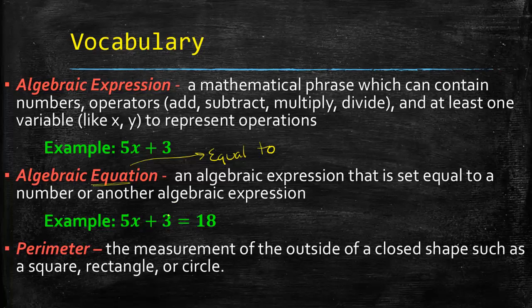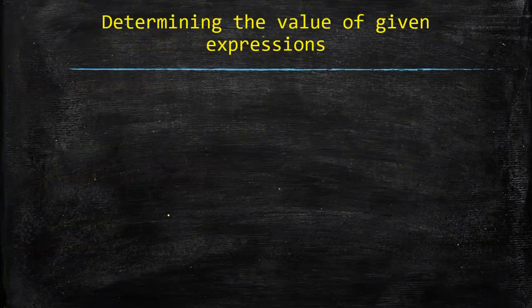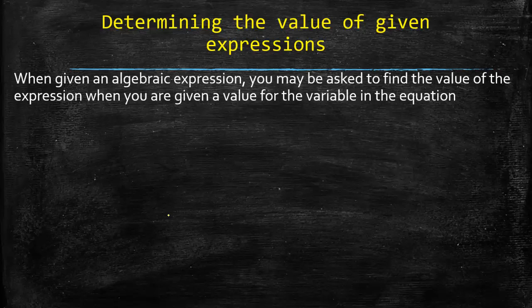And then finally, perimeter. Perimeter is a measurement of the outside of a closed shape, such as a square, rectangle, or circle, or triangle, any closed shape, basically. All right, so to determine the value of a given expression, you might be asked to find the value of an expression where you're given a value for the variable in the equation. Now, what does that mean? So let's take a look at an example problem that you might have.